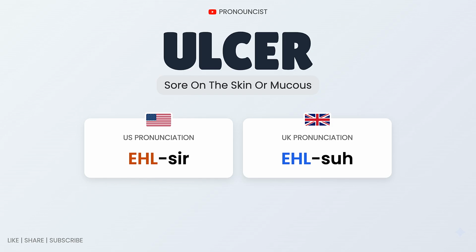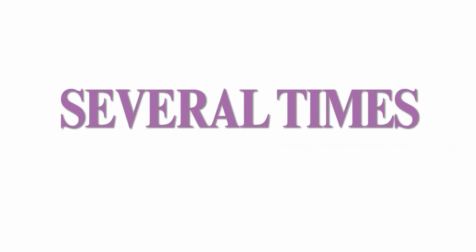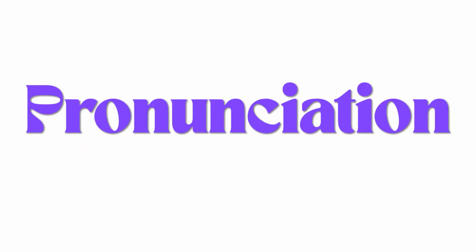Practice repeatedly and you'll soon be able to say this word perfectly. The best way to practice is to repeat the syllable multiple times. The meaning of the word is sore on the skin or mucus. Try repeating this word several times to improve your pronunciation.